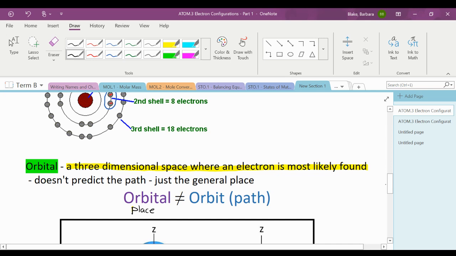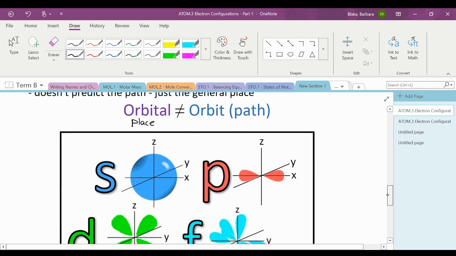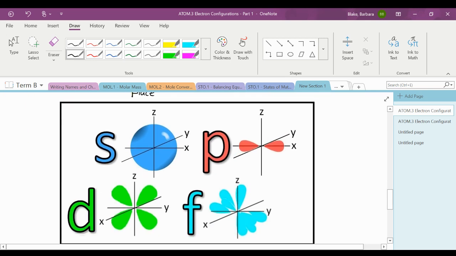Well, around the organization of the nucleus, we have four shapes that we commonly use for orbitals. Those shapes are defined by the letters S, which is a sphere. We have P, which has two lobes connected by a node. We have D, and D kind of looks like two P's put together. It is going to be four lobes connected by a node. And then we have F, and F has 7 lobes that are all connected together in some way.